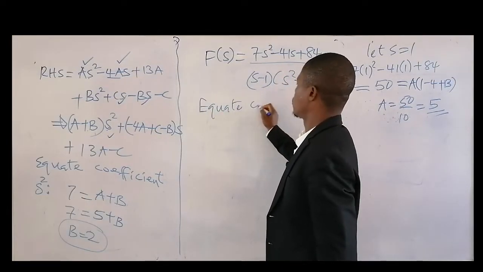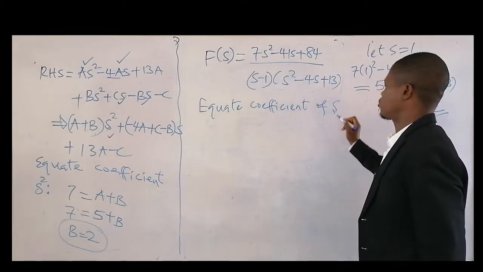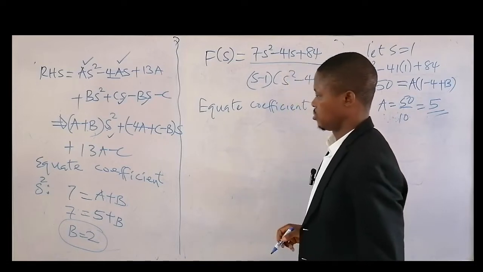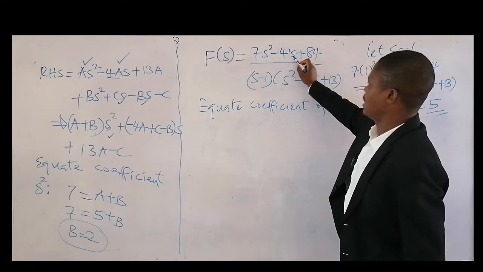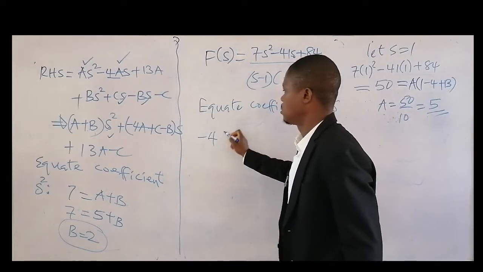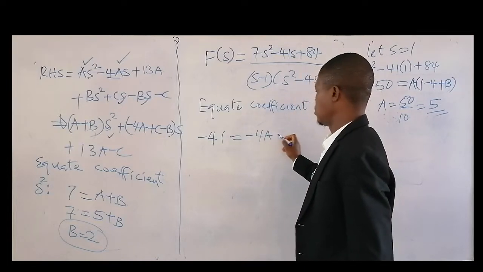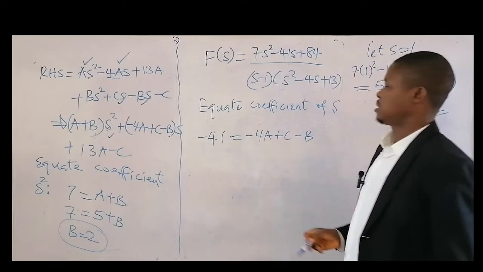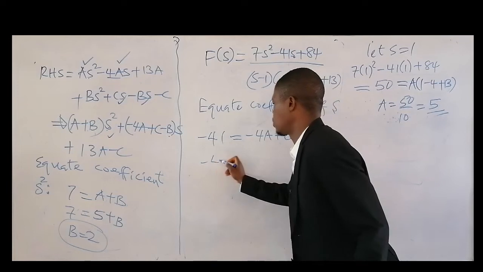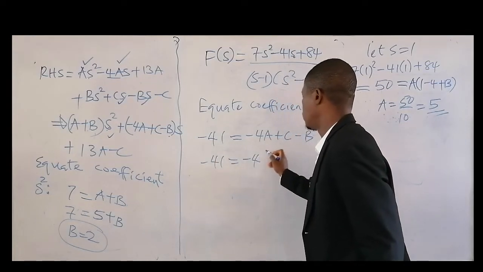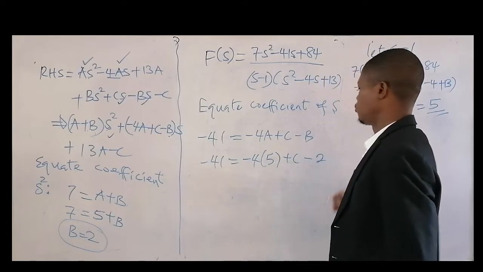Equate coefficients of x. For the left hand side, the coefficient of x is minus 41. Here we have equal to minus 4A plus C minus B. Okay? We have A and we have B. So that's minus 41 equal to minus 4 times A, which is 5, plus C, minus B, which is 2.